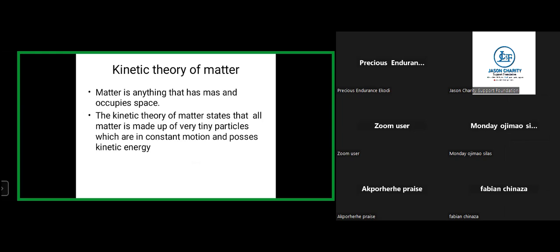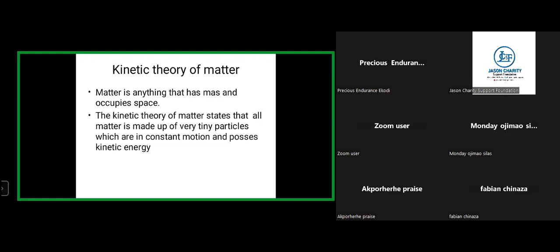Can I read? Remember, yes, please. It's showing here. Can I read from here, from the screen? Dear, I did not put what kinetic energy is here. Here is kinetic theory. Sorry. Yes, that's what I'm saying.